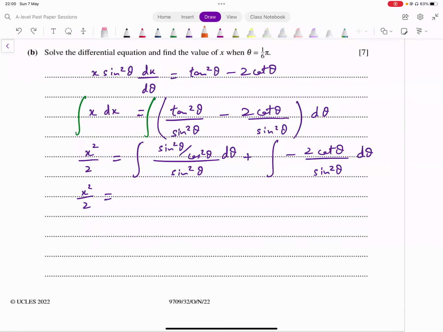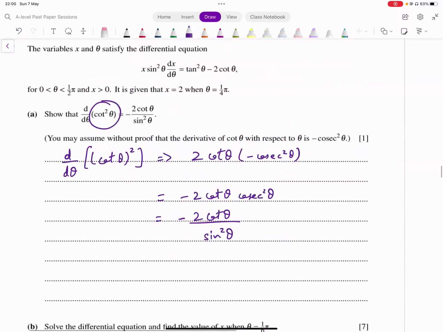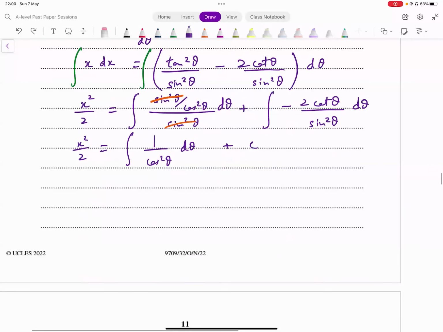फर्स्ट इंटीग्रल में क्या हो रहा है, sin square and sin square get cancelled and we are just left with 1 over cos square theta. Right? इसकी इंटीग्रेशन हमें ऊपर पता है, cot square theta. इसको हम cot square में कन्वर्ट कर लेते हैं डायरेक्टली. This is the only thing that you're left with now. 1 over cos square को इंटीग्रेट करना है.